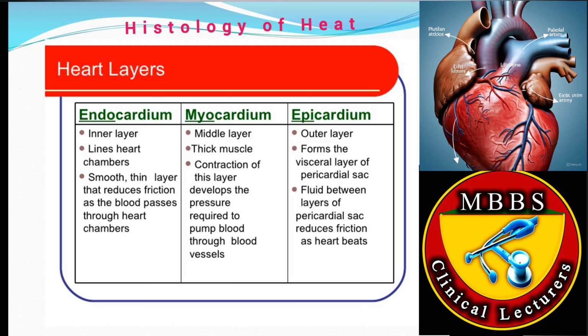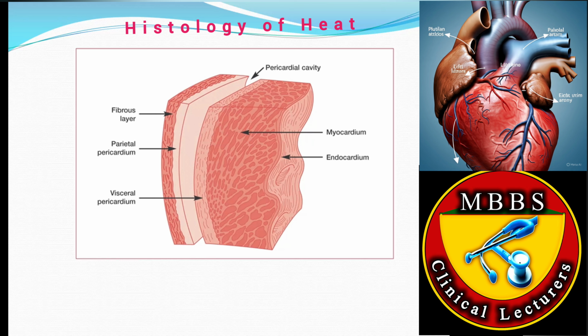Here in this diagram we can see the outer covering, the fibrous layer, then we can see the parietal pericardium, then the visceral pericardium. In between is a gap that is called the pericardial cavity. Then is the thickest layer, called the myocardium, and the innermost layer, the inner lining, is called the endocardium.